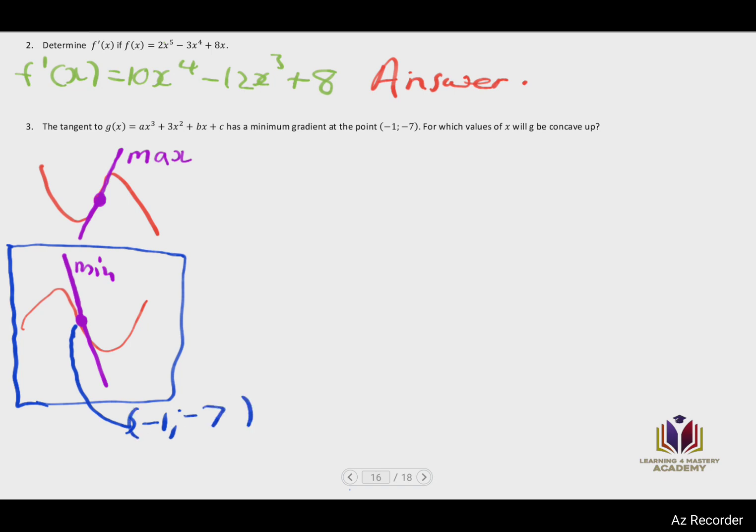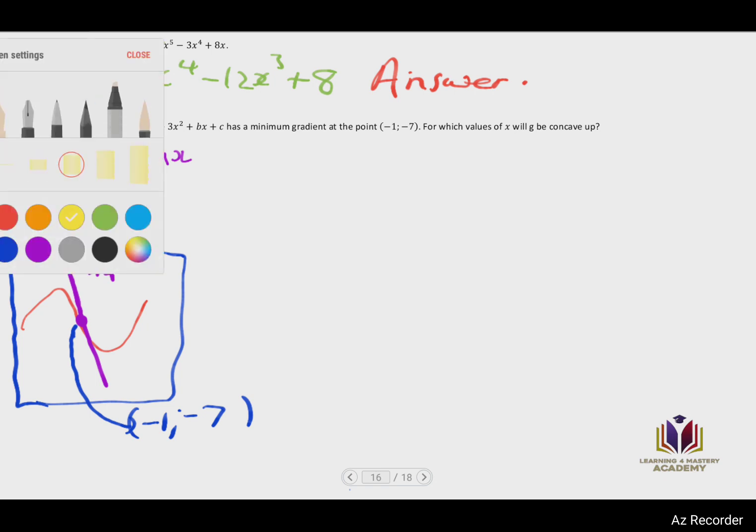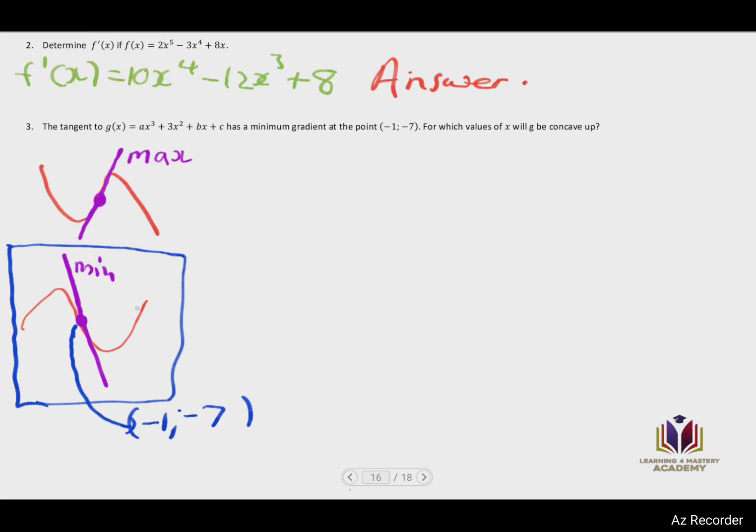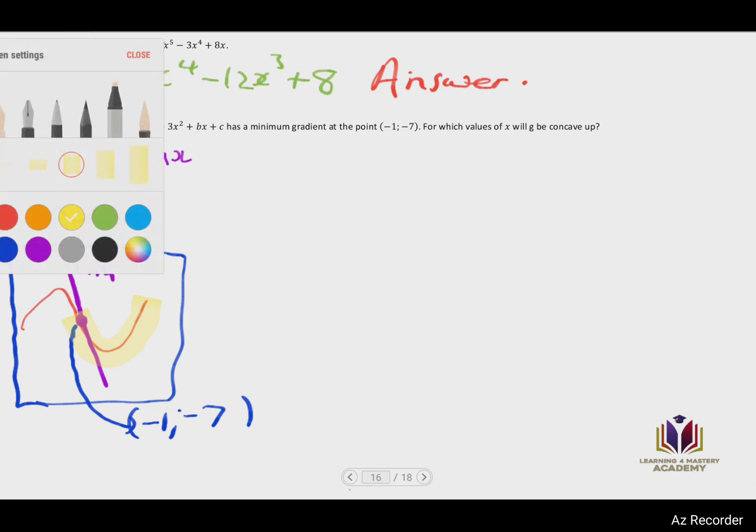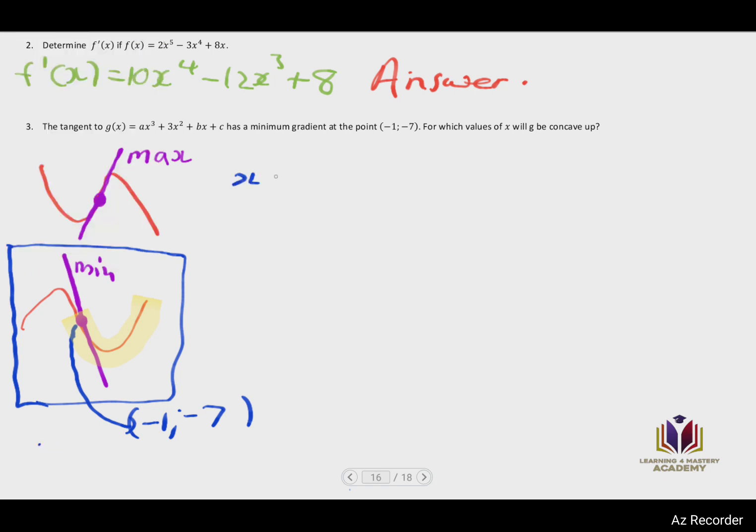Then they said to you, for which values of x will g be concave up? Based on graph interpretation, g would be concave up here, by the yellow highlighter, right? Concave up means it's facing up. It's a happy or a smiley graph, okay? So how would we write this? Using graph interpretation, we would then say x is the element of, right? As you can tell, the x coordinate, because they are looking for the x values here, right?